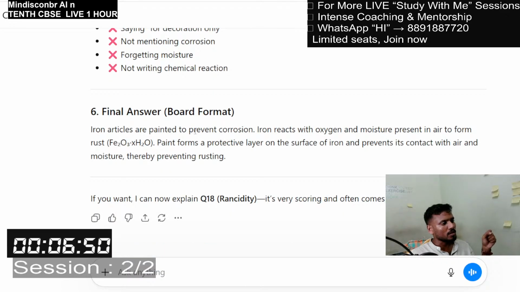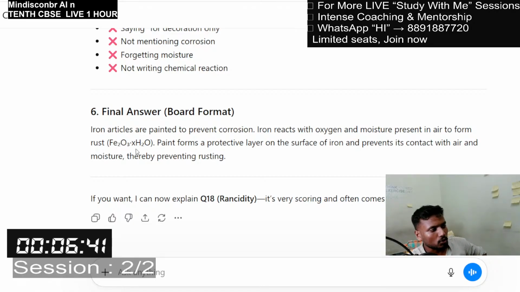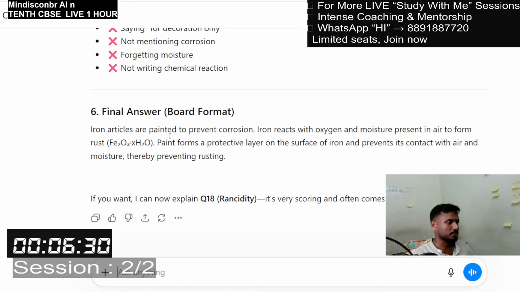Final answer. Board format. Iron articles are painted to prevent corrosion. Iron reacts with oxygen and moisture present in air to form rust, Fe2O3.xH2O. Paint forms a protective layer on the surface of iron and prevents its contact with air and moisture, thereby preventing rusting.